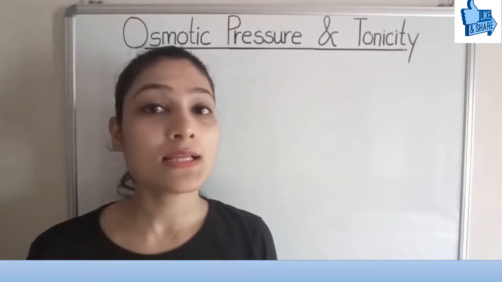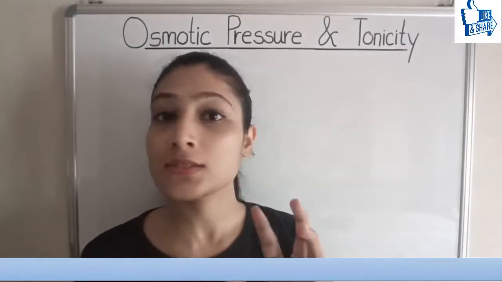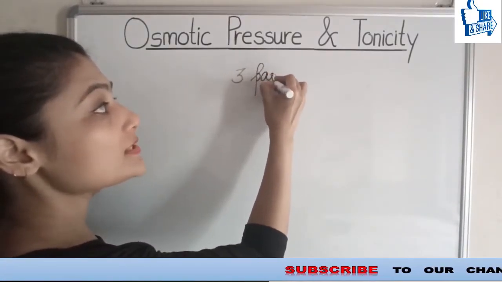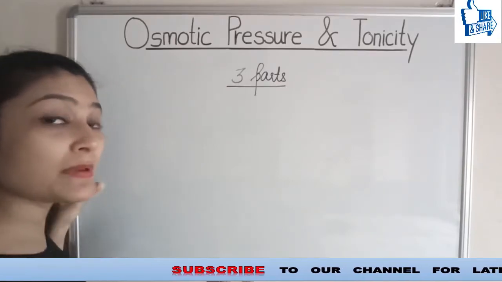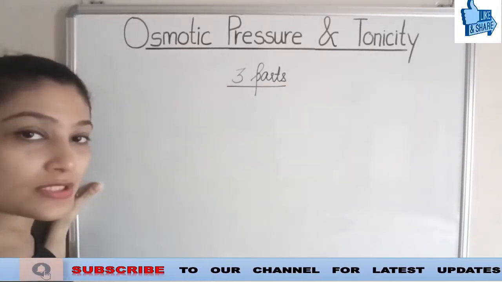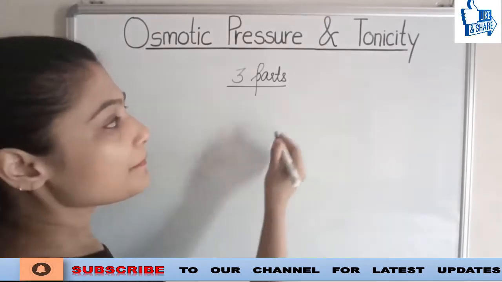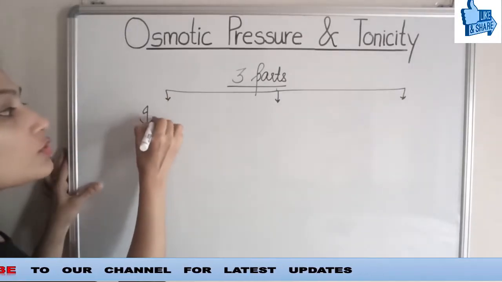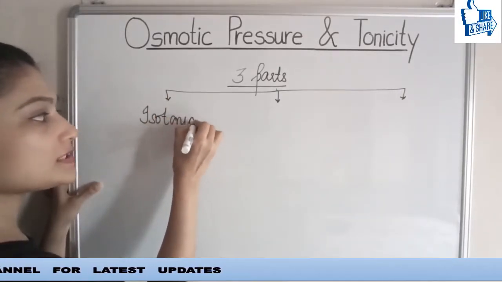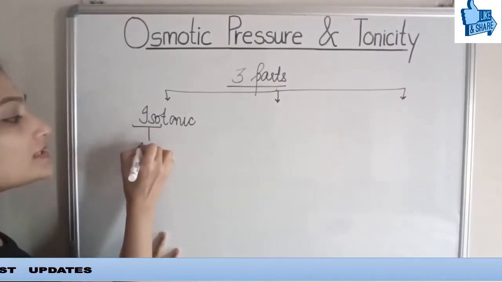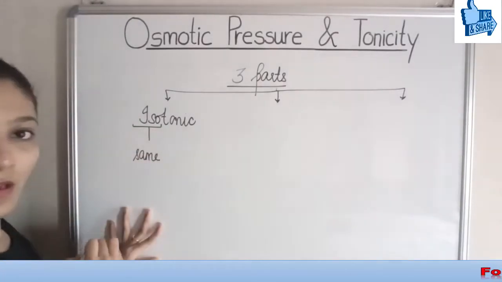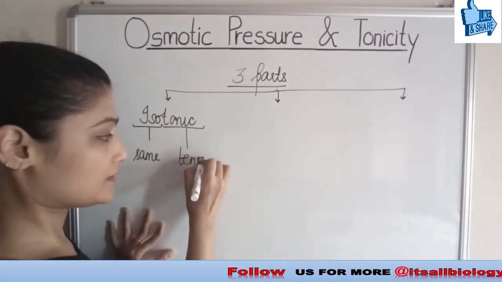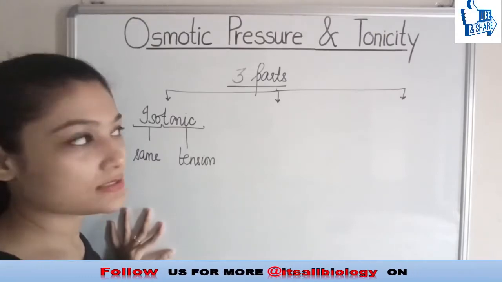Based on the concentration of solute and solvent, the solution can be divided into three parts. So we will now focus on the types of tonicity based on the concentration of solution, that is, how much solute and how much solvent is present. Number one type is going to be isotonic. It is very easy to remember. Iso means same, and tonus means tension, or you can also say concentration.